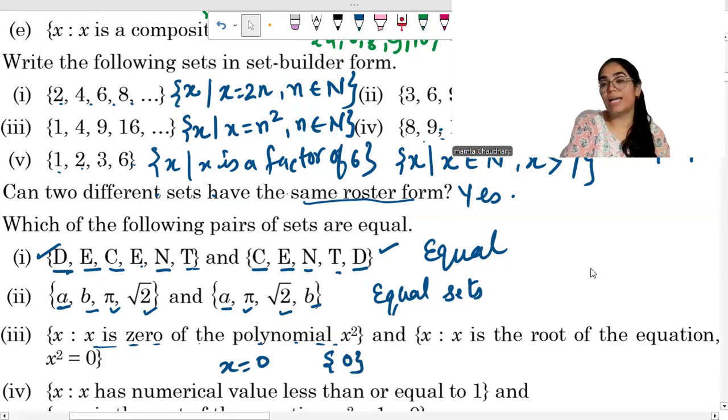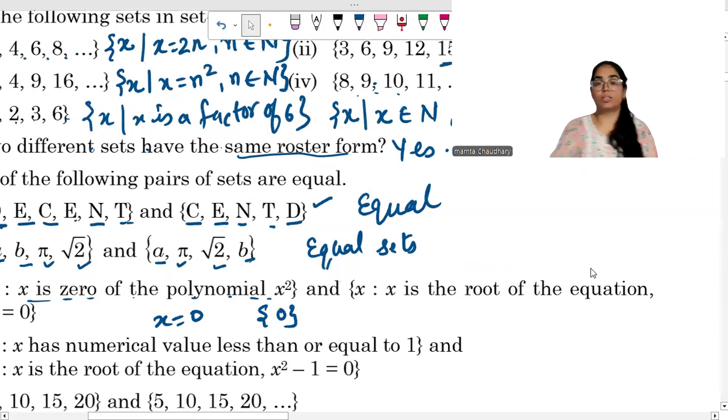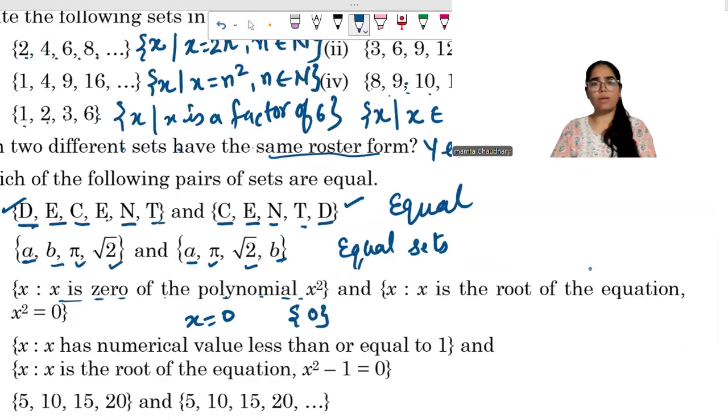Now, x is the root of the equation x square equals 0. So from here, if you find the value of x, you will get only 0. So you can see the same element. So yes, it is equal.